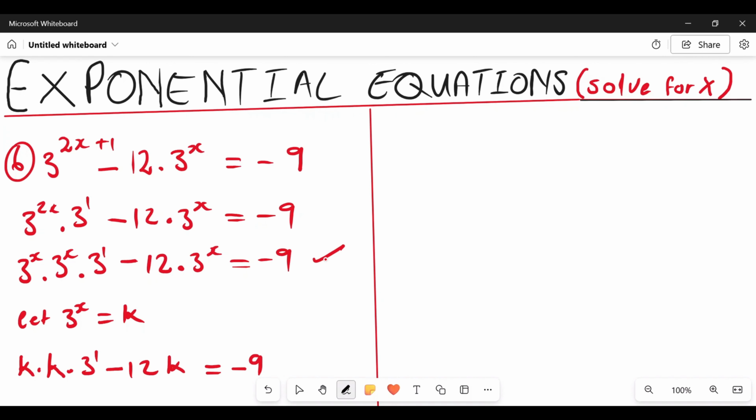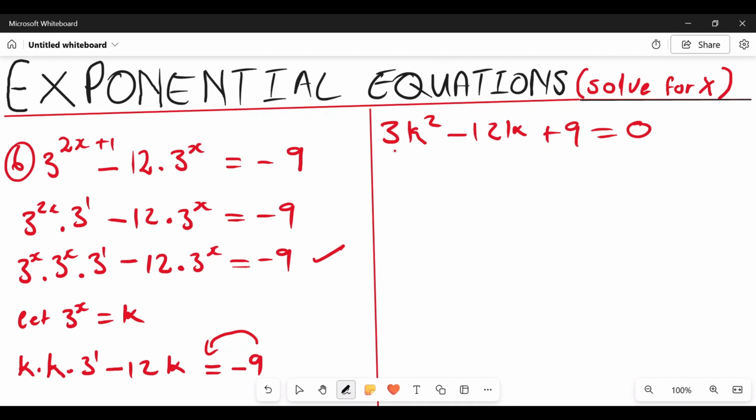There we go. Now I'm going to rewrite it on top there. If you can see the first term here, we have 3, which is the 3 to the power of 1. And we also have k multiplied by k, that is going to give us k squared. There we go. Minus 12k. So we can transpose this 9 to the left hand side, it's going to become positive 9. All this is equal to 0.